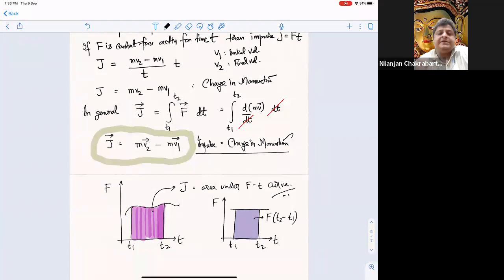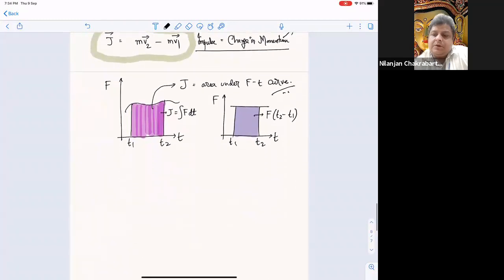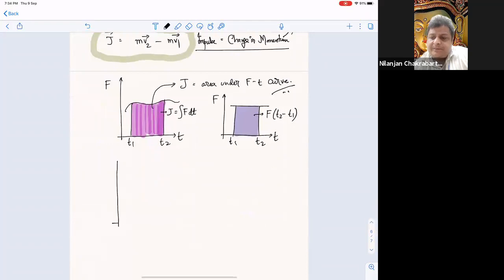If the force varies, then you have to add up all these small rectangles. That is nothing but integration, right? So this area J is nothing but the integral of F dt. So the impulse is the area.